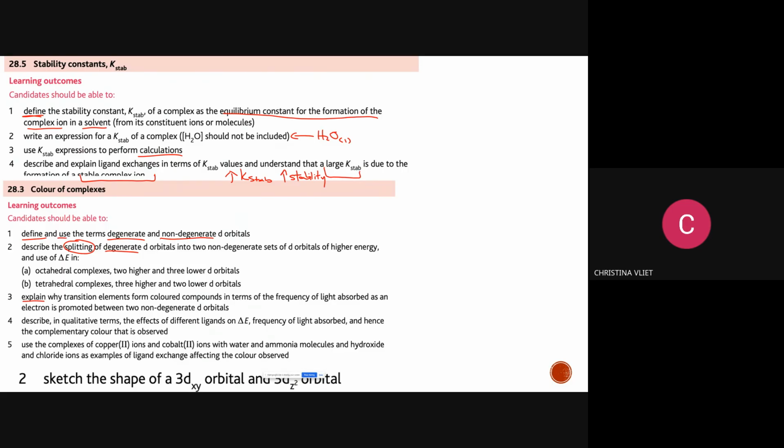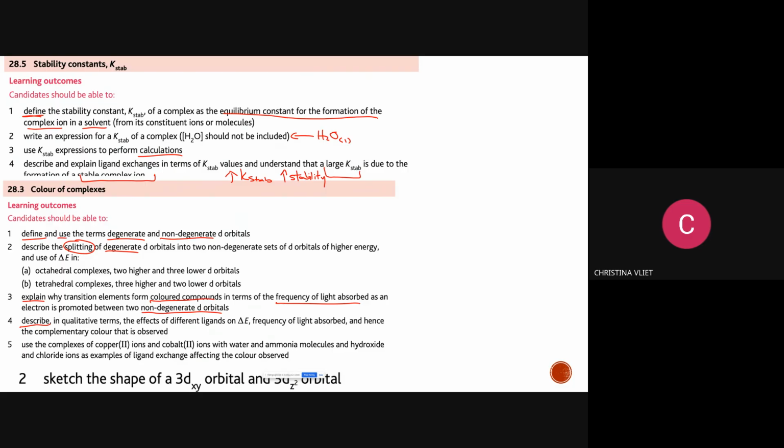Why do transition metals form colored compounds in the first place? They want us to explain this in terms of the frequency of the light absorbed as an electron goes between the lower d orbital energies and the higher d orbital energies. It'll be better when I write it out because there's a lot of words. Describe.